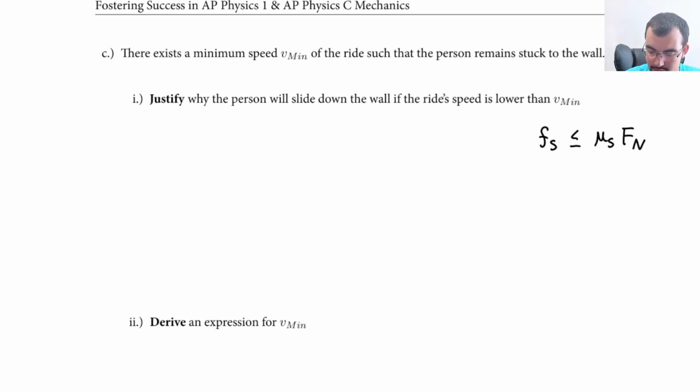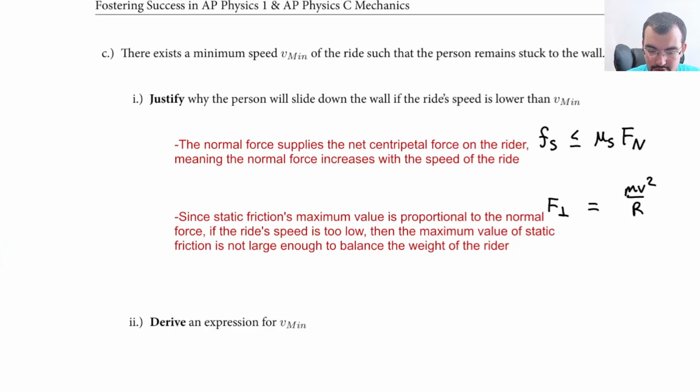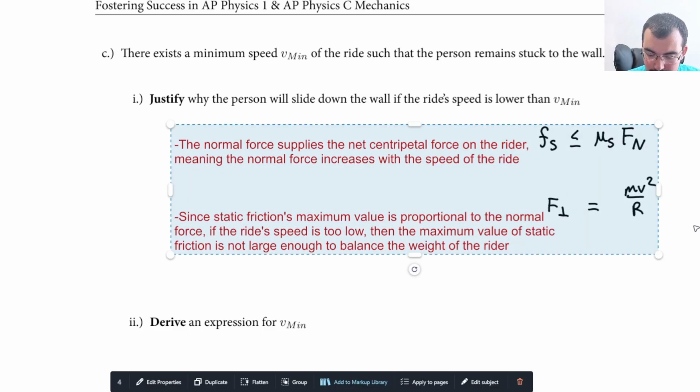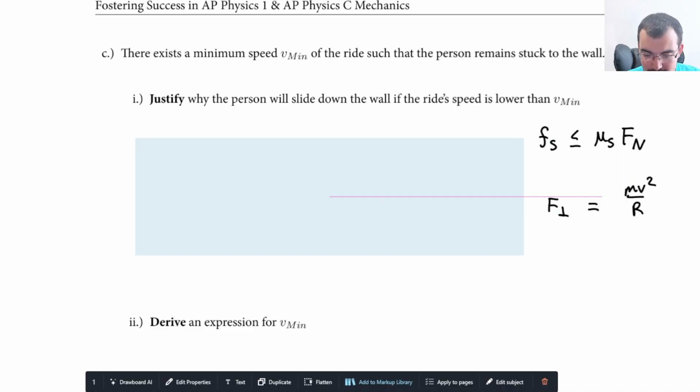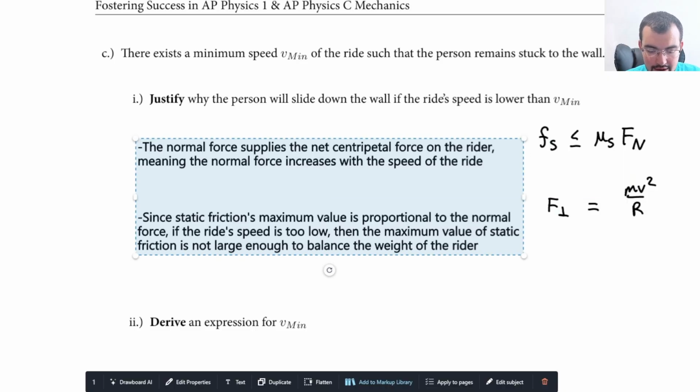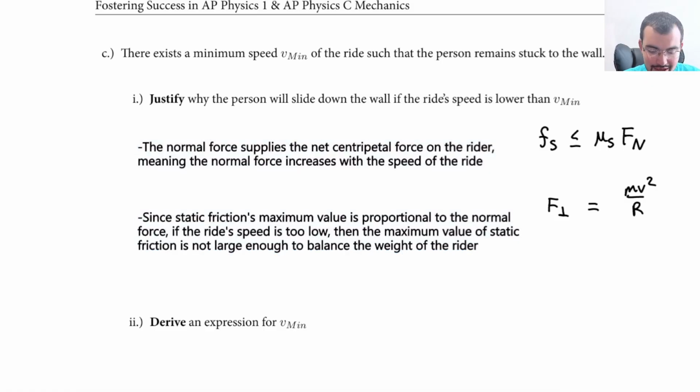increases with speed because we know that perpendicular net force is mv squared over r. So, a faster ride means a greater centripetal force, means the wall pushes harder on the person, meaning there is a larger normal force and therefore a larger frictional force. So, the normal force supplies that centripetal force, meaning the normal force increases with the speed of the ride. And since static friction's value is proportional to normal force, if the ride's speed is too low, then the maximum value of static friction is not large enough to balance the weight of the rider.